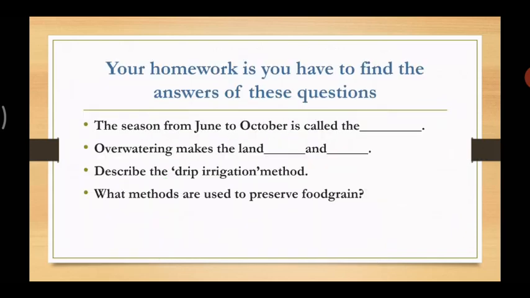Let's move forward. That's your homework. The first question is, the season from June to October is called the dash. Next is, overwatering makes the land dash and dash. Then the next is, describe the drip irrigation method. And the last one is, what methods are used to preserve food grain?